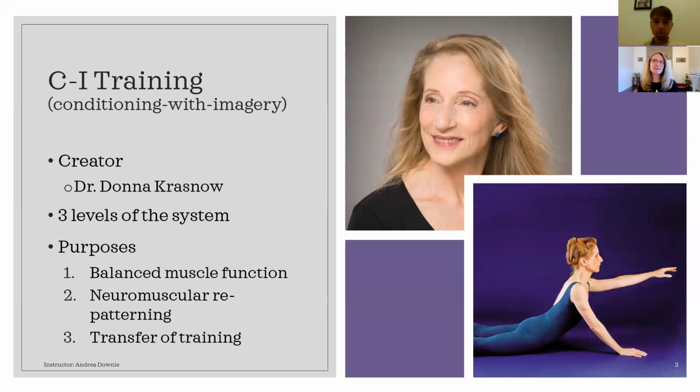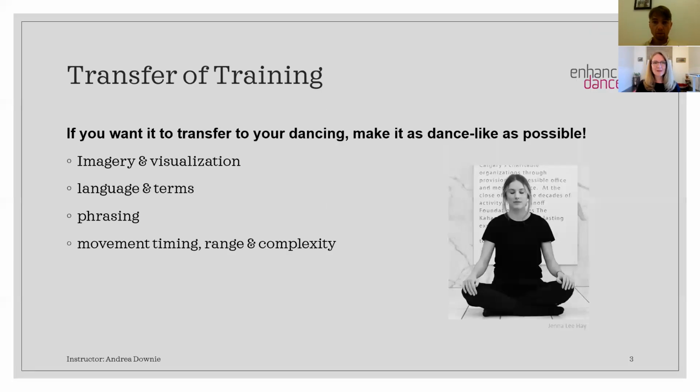So just because somebody does a bunch of crunches on the floor, yes, they'll have stronger abdominals, but that doesn't mean that they're necessarily going to engage those abdominals, have good balance, have good core support when they're upright and doing complex dance movements. So this is something that's known as the problem of transfer of training. So if we want our conditioning and our somatic work, and in this case, conditioning with imagery work, to transfer into our dancing, then we have to make it as dance-like as possible. So that doesn't mean some of those other things that we might do, like riding a bike to get strong, taking a yoga class to relax, aren't important.